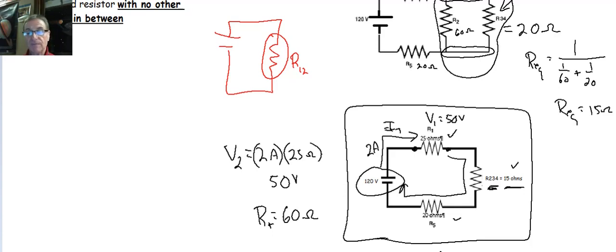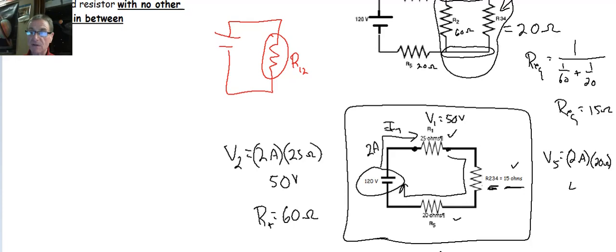By the same token, I can find the voltage drop across R5, which is the 20 ohm resistor. I still have the same 2 amp current flowing through there. So V5 is going to be I5, which is I total, 2 amps, times 20 ohms, right?